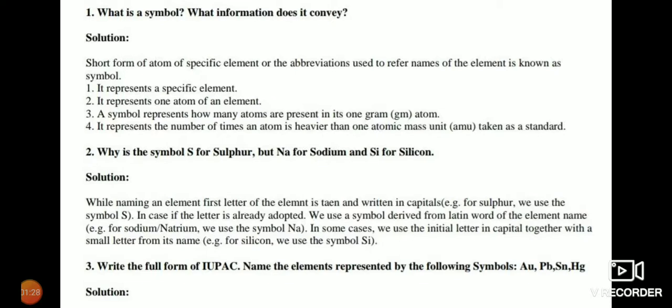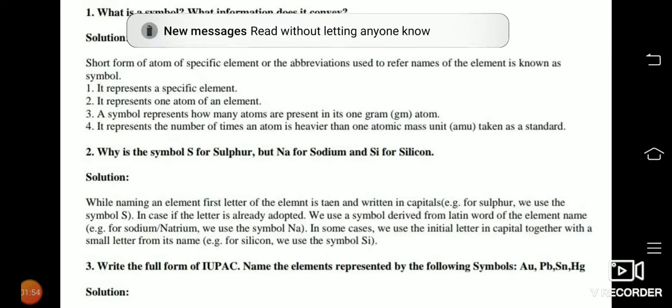If I say N, N stands for nitrogen and its atomic mass number is 14. So, 1 atom of nitrogen is equal to 14 grams. Again, I'll repeat: 1 gram atom is equal to the atomic mass number of an element. For example, oxygen has atomic mass number 16. So, one atom of oxygen weighs 16 grams.